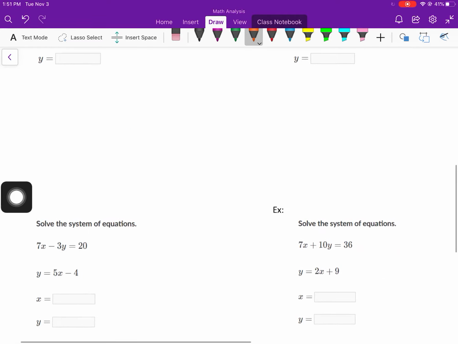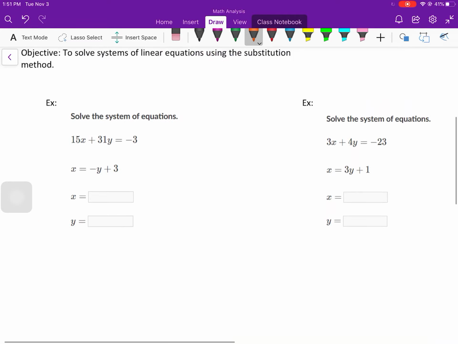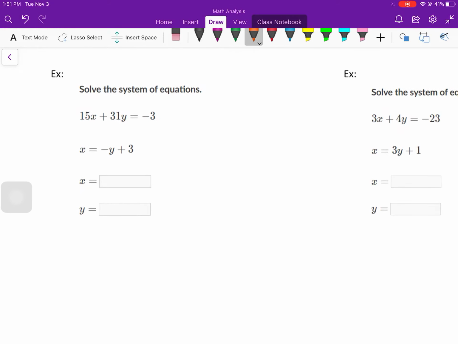I'm trying to see maybe one of these examples. Nope, none of them are like that. Usually, though, when you use substitution, one of them's already solved for it. But if it's not, you can always solve for that variable.